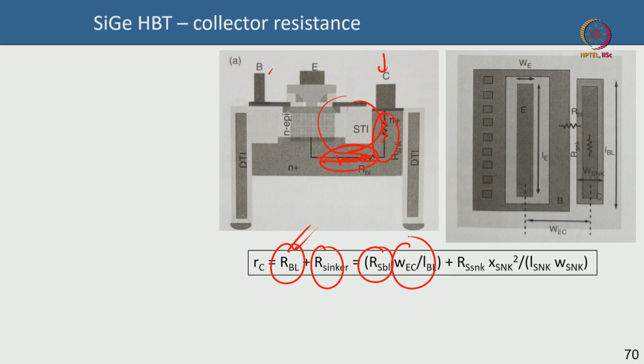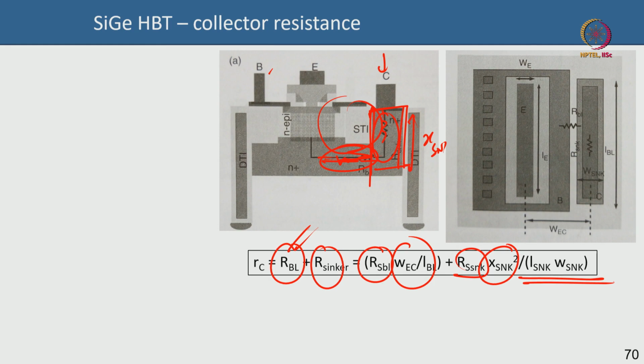Very simple. Similarly, the sinker resistance is like a 3D block going vertically down. That is why you have the sheet resistance of the sinker layer, which again depends on the doping there, but here you have the square of the junction depth, x sink, divided by the area. The reason the square and this area come in is that you have a vertical 3D block going down.